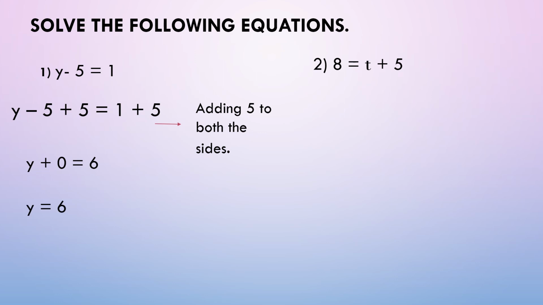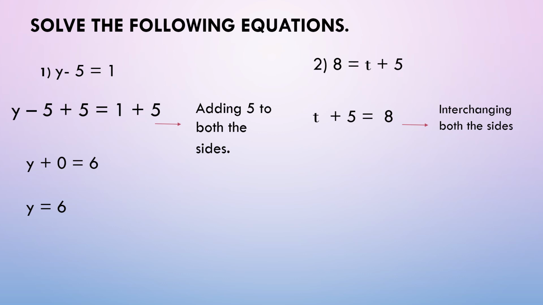Second sum, 8 is equal to t plus 5. First you have to interchange both the sides. That is, t plus 5 you have to bring on the left hand side and 8 you have to bring on the right hand side. Okay, now we have to find the value of t.